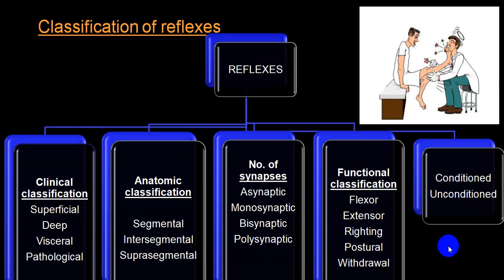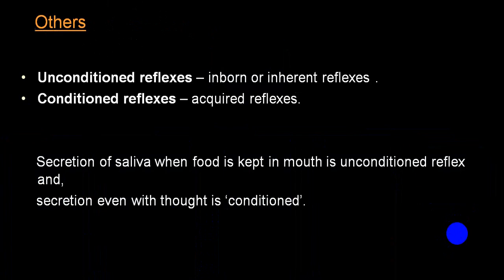Mainly we use two common words. We call superficial reflex and deep tendon reflex. We use only these two common words. And at the maximum we call monosynaptic and polysynaptic. All the others are for your theoretical purposes, and mainly it is a part of your oral exams.